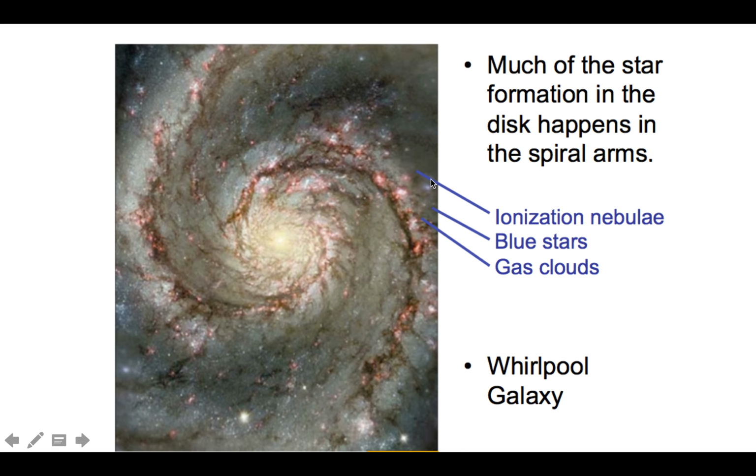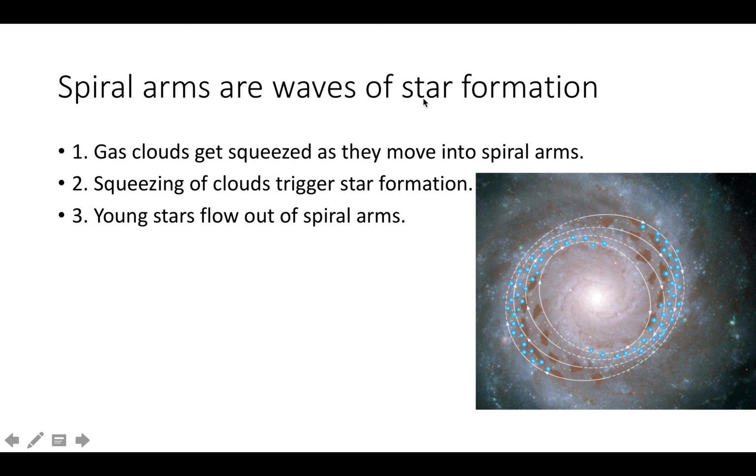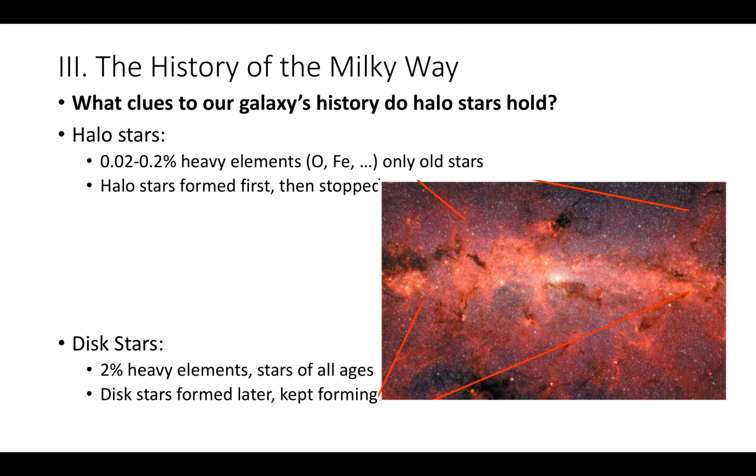Okay. So remember, our galaxy is a spiral disk, so a lot of star formation happens in the spiral arms. We have a lot of ionization nebulae, blue stars, and very dense gas clouds. So we just see a lot of star formation in the spiral arms because gas clouds get squeezed as they move in those spiral arms. Squeezing can trigger star formation, and those young stars flow out of the spiral arms.